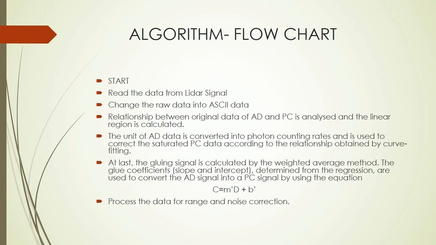The glue coefficients, slope and intercept, determined from the regression, are used to convert the AD signal into a PC signal by using the equation C = M·A + B. Process the data for range and noise correction.